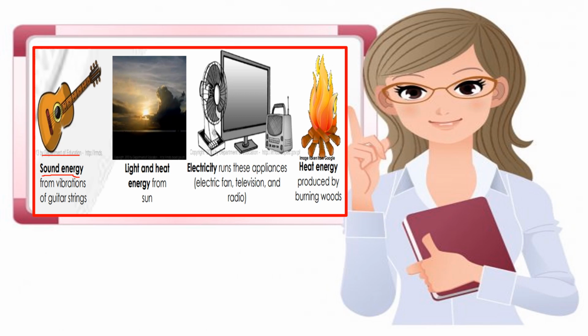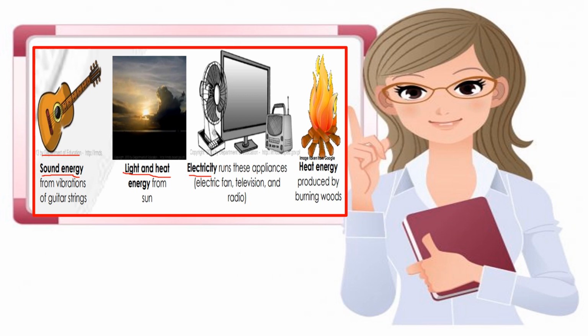Next, we have sunlight. That produces light and heat energy that is coming from the sun. Next, as I mentioned earlier, we have appliances like an electric fan, television, and radio. These things use electricity that runs these appliances.